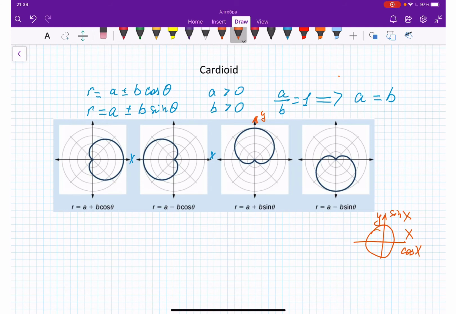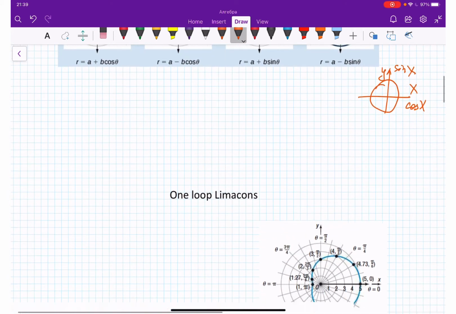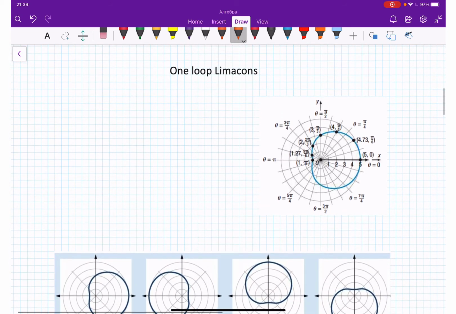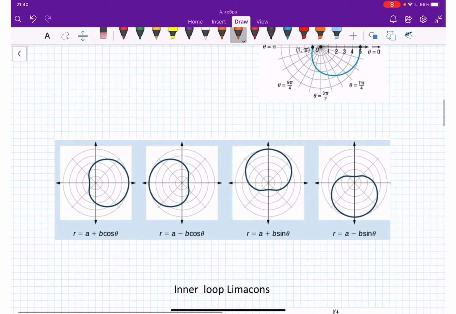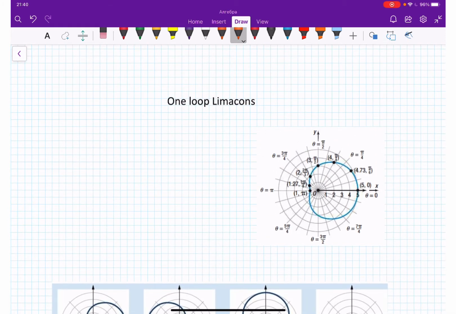All right, moving to the next type of equation and graph. This is the one-loop limaçon. The word limaçon is old French that means snail. It's a name that describes the shape of the graph. As I mentioned in the previous video, the cardioid is a member of the limaçon family, and we can see similarities on the graph. Here you see the limaçon. I will get back to this form after I finish building the graph of the limaçon.